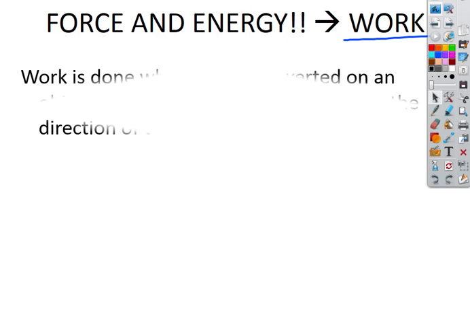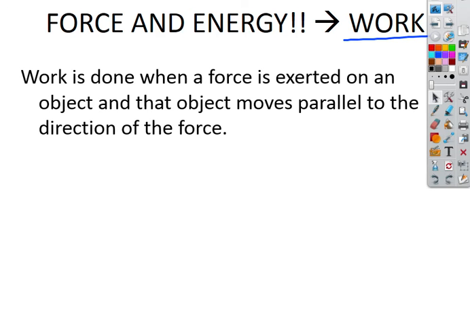And so the definition of work is when a force is exerted on an object and makes it move parallel to the direction of that force. Okay? So it requires two things. It requires a force and it requires a displacement parallel to that force. That's going to be very important, that idea of parallel. So we need to put those together. So it's a force and a distance.